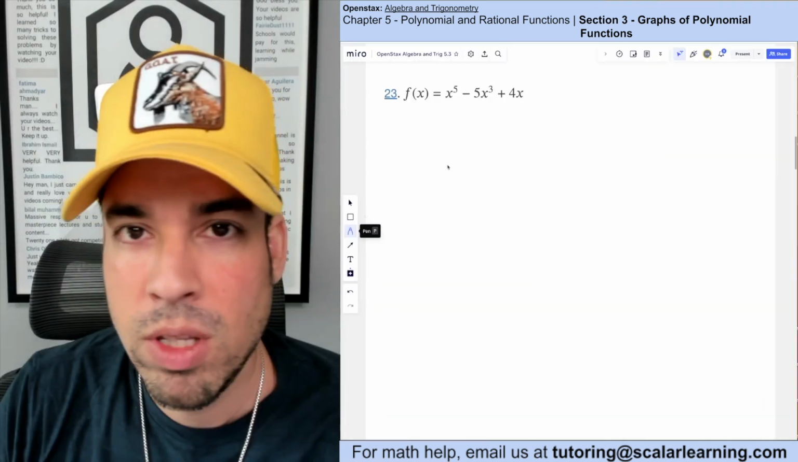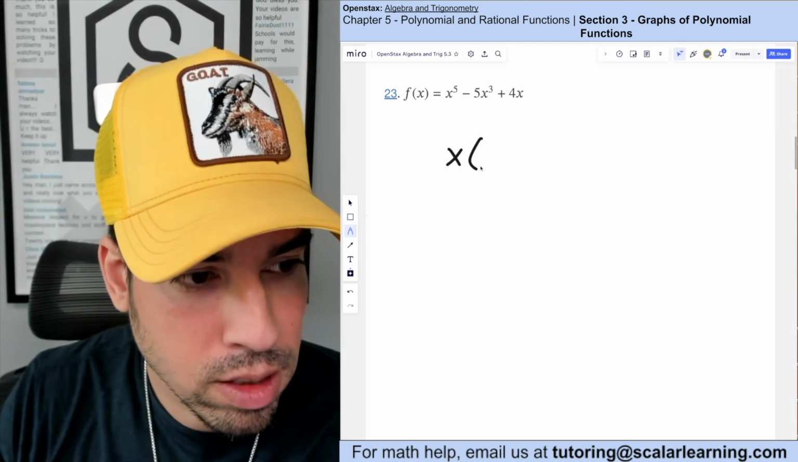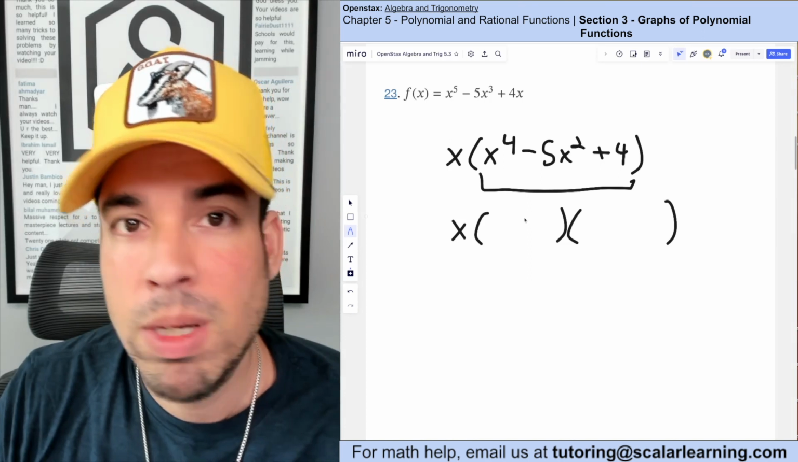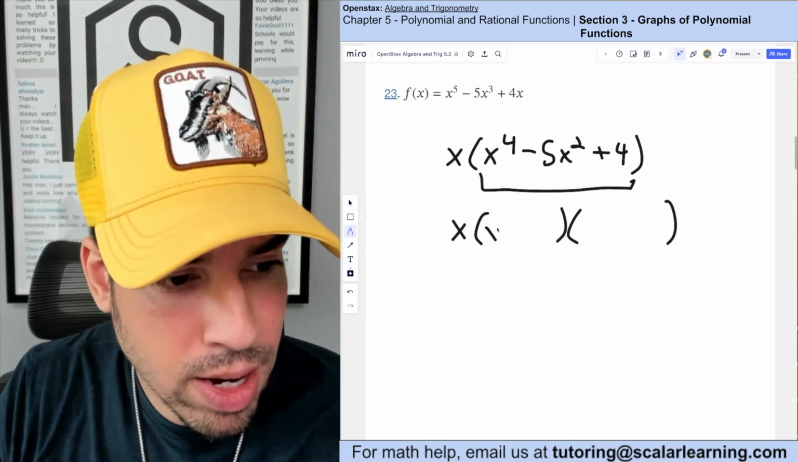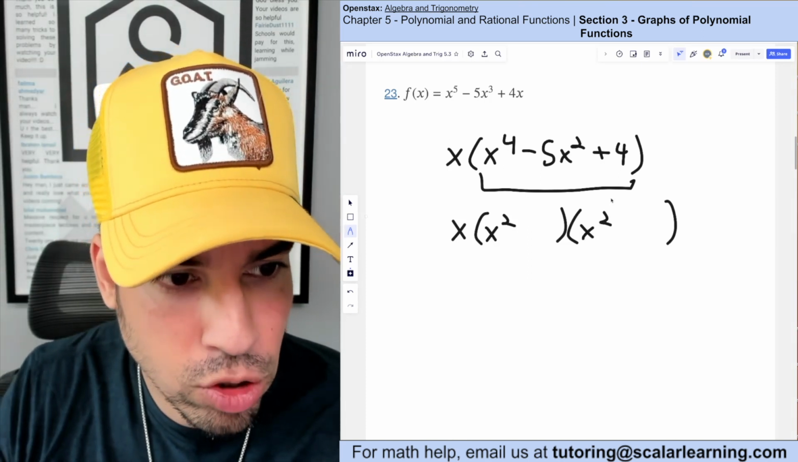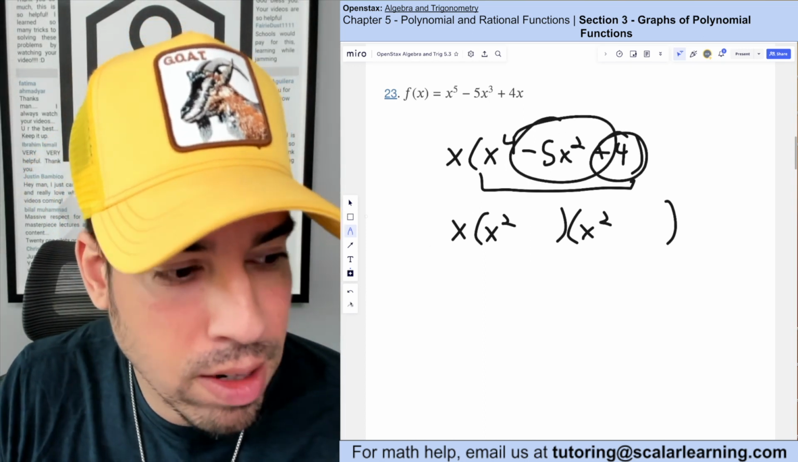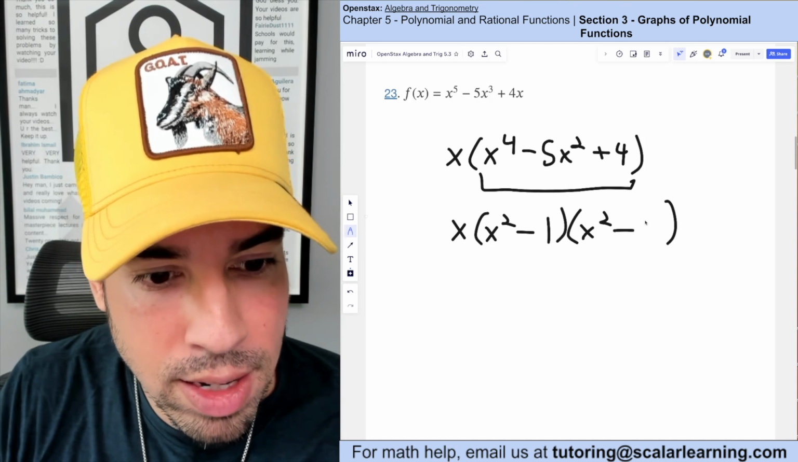Boom, done. For this one, let's start with the GCF of x. I'm going to factor that out. Now we can factor this like a quadratic, so check it out. Because my leading term is x to the 4th, I'm going to have x squared in the front, x squared, x squared. Then we ask the question, what two numbers multiply to +4 add to -5? That would be -1 and -4.